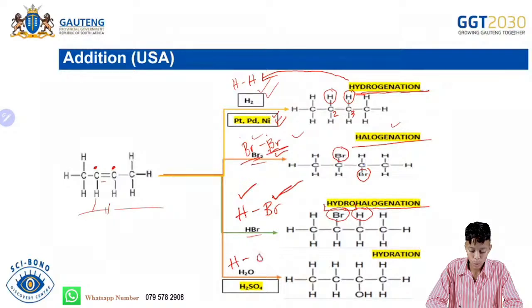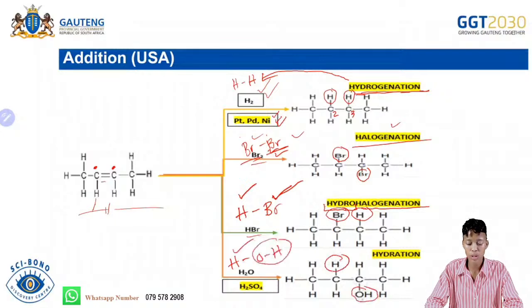So the H2O separates into H and OH, whereby on carbon number 2 and carbon number 3, we are going to be adding the hydrogen and the OH. So the addition of water is therefore called hydration. And for hydration, the H2SO4, your sulfuric acid, is your reaction condition.